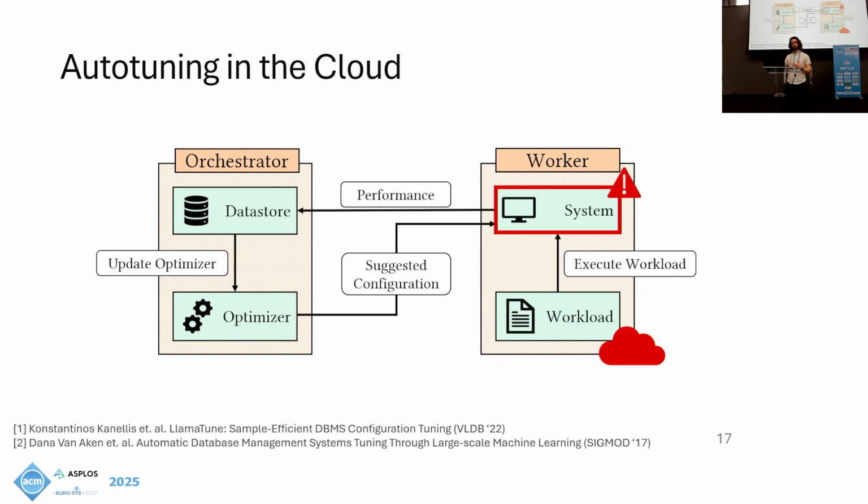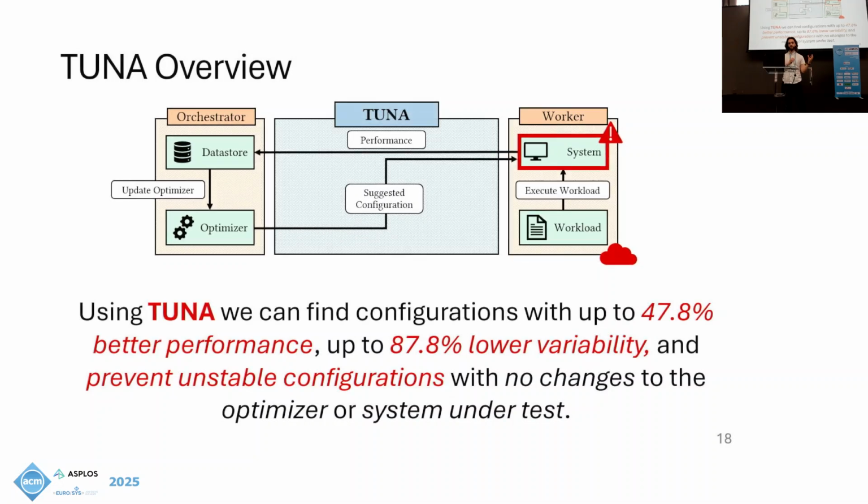The problem is that if you want to deploy this in the cloud, these measurements that you're taking of the system are not necessarily representative of what this is going to look like in deployment. And the bigger problem is that Bayesian optimization and Gaussian process models, which is frequently what's used for the optimizer, actually expect essentially perfect measurements. And so we want to fix this with our system TUNA, which we're going to be placing in between the optimizer, or orchestrator section, and the worker section on the right. Using TUNA, we find configurations which perform up to 47.8% better with 87.8% lower variability. And importantly, we're going to prevent unstable configurations, which we'll introduce in a second.